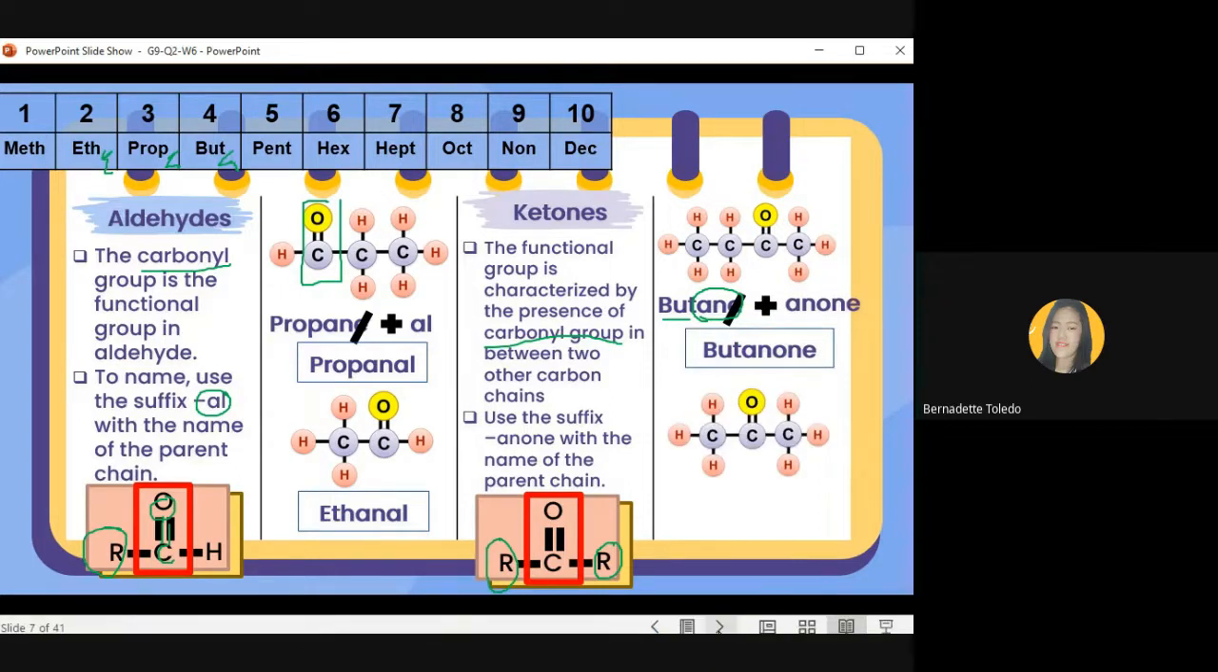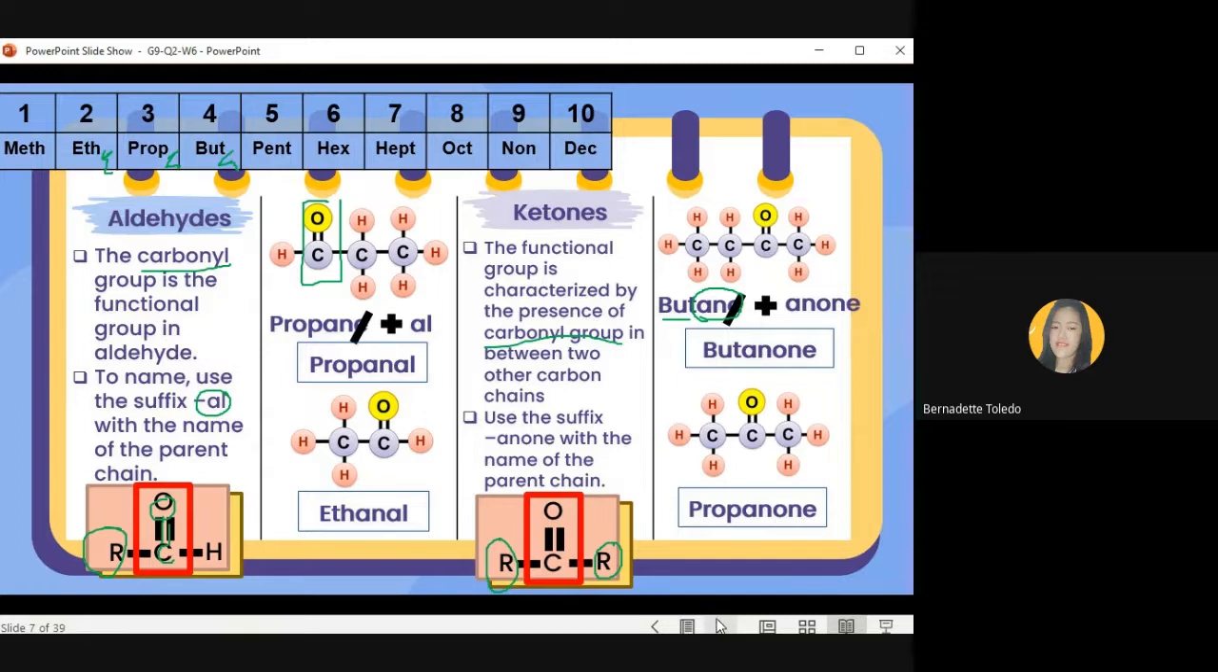Now, another example. How about this one? Three carbon chain. The name of its alkane is propane. And cancel the letter E and add -one. The name of this compound is propanone.